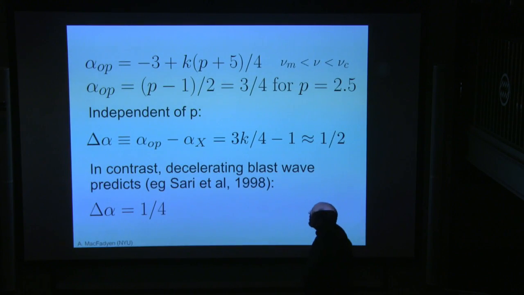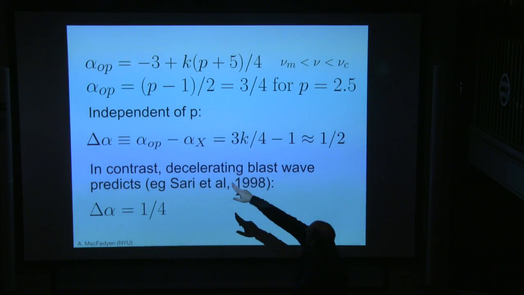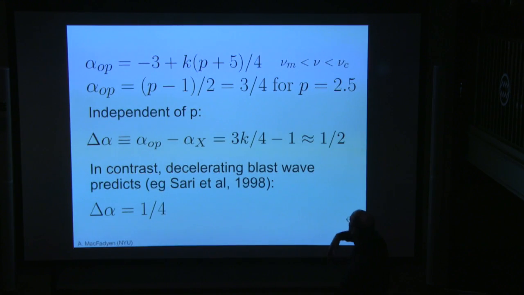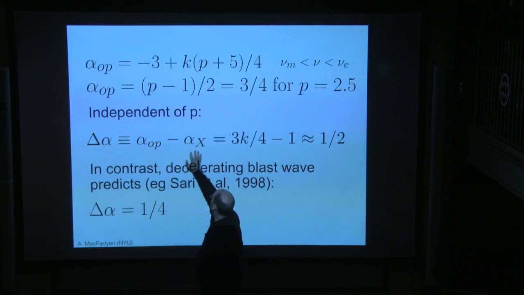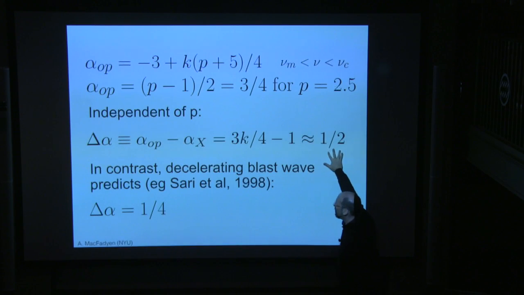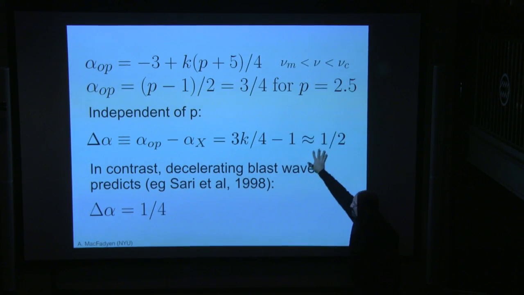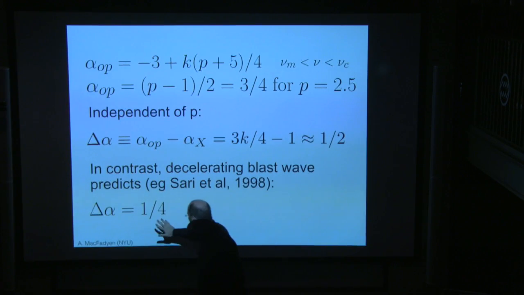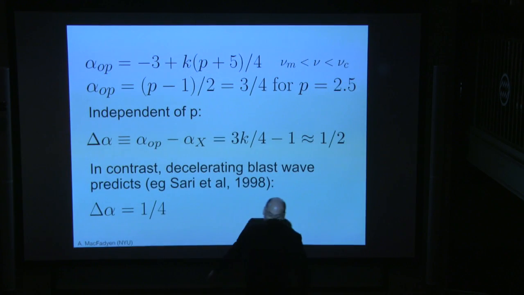Okay, so there's other predictions of this model. One is that we can also predict what the optical slope should be in this frequency regime. And we get, for an electron index of 2.5, that the difference in slope between the optical and the X-ray should be a half. This is in contrast to the external shock model by multiple people, which would predict a quarter.